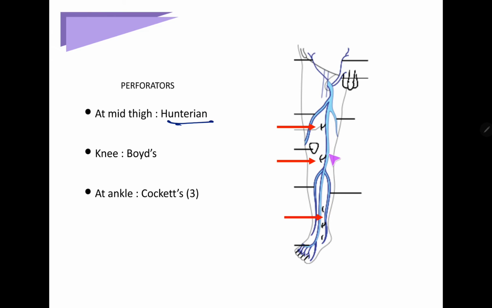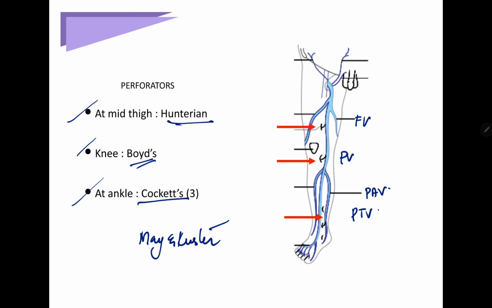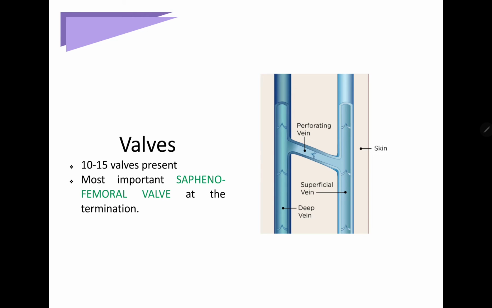At the knee, the GSV has a perforator connecting to the popliteal vein. That is called the Boyd's perforator. And at the ankle, the posterior arch vein connects certain perforators to the posterior tibial vein. So these set of 3 upper, middle and lower ankle perforators have been named as Cockett's. And some other ankle perforators are also there which have been named as May and Custer, but these are the most important ones.